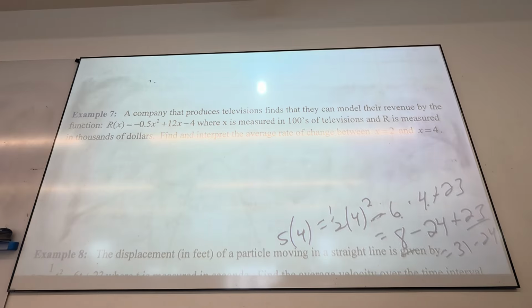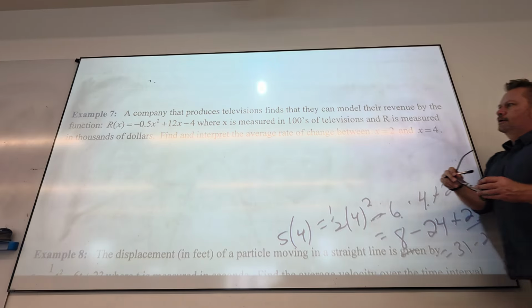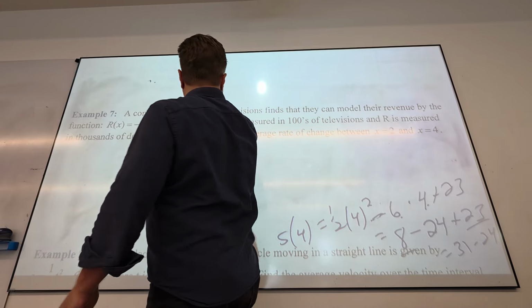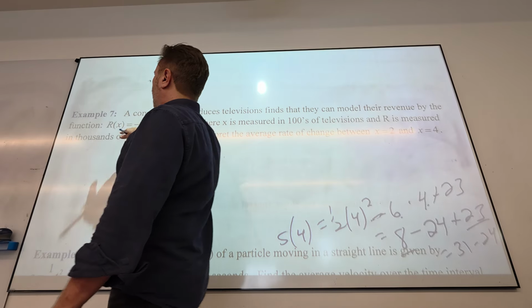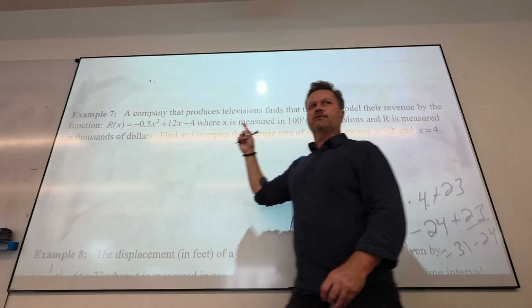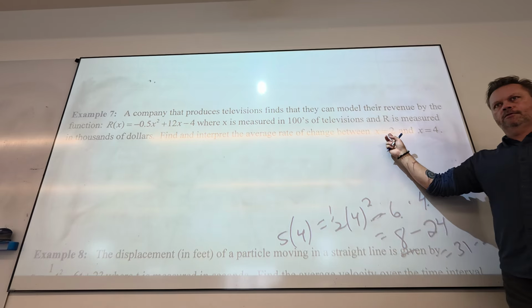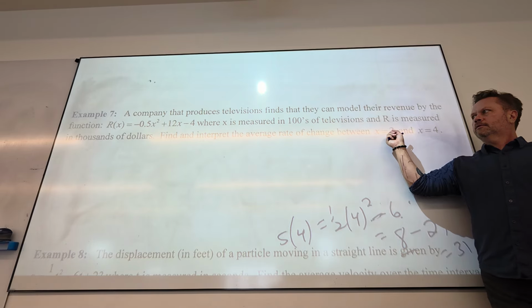So we have a company making TVs, and the revenue is modeled by this, where X is measured in hundreds of televisions, and R is measured in thousands of dollars. Okay, so what does this really mean? X equals 2. What does that mean physically? 200 televisions sold. You guys with me? Yes.